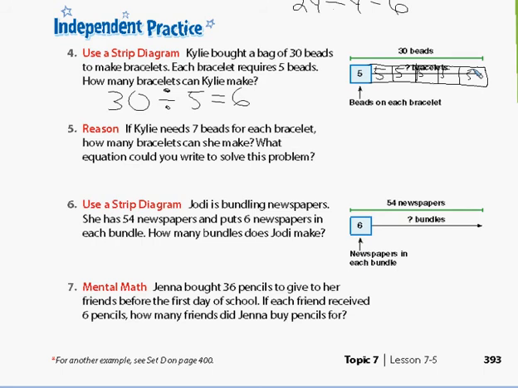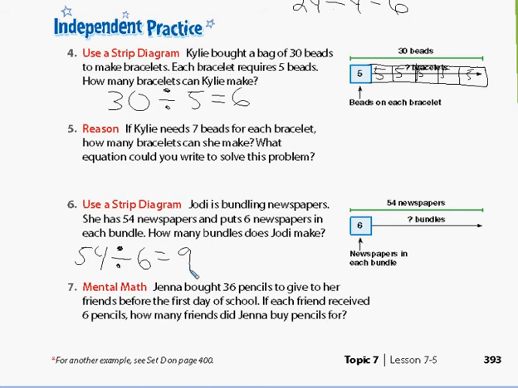Next problem we'll look at is problem number 6. Use a strip diagram. Jody is bundling newspapers. She has 54 newspapers and puts 6 newspapers in each bundle. How many bundles does Jody make? My equation is 54 divided by 6. We know our math facts. 6 times 9 is 54, so 54 divided by 6 would equal 9.